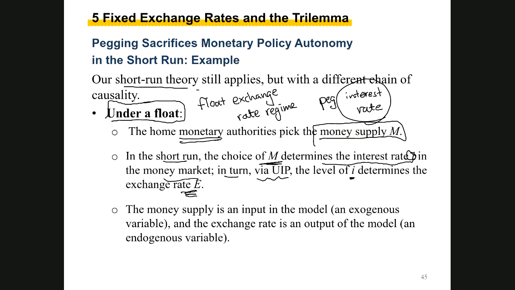Right? So the first part of the sentence is money supply is equal to money demand. It's okay, Audrey, no worry. And so that we find out I. Secondly, once we find out I, we apply UIP. So we could have the exchange rate in the short run.